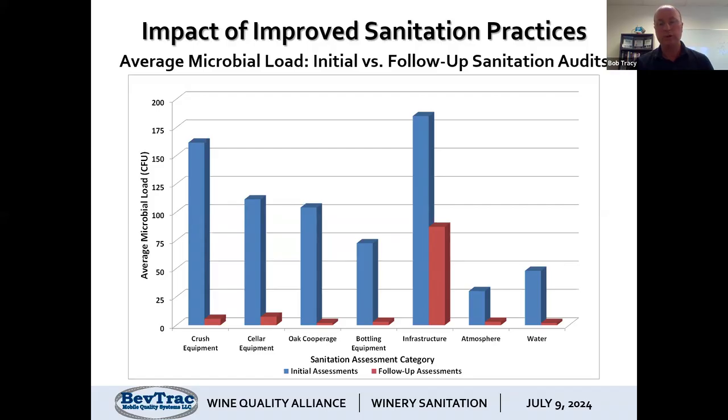So this is for crush equipment, cellar equipment, oak cooperage, bottling equipment, infrastructure, atmosphere, and water. So all the areas that I look at when I do an audit. And you can see the blue bars are quite a bit higher. And then once I do the second audit, the follow-up audit, the red bars are quite a bit lower than the blue bars. And so the microbial loads have dramatically decreased after they've improved their sanitation practices.